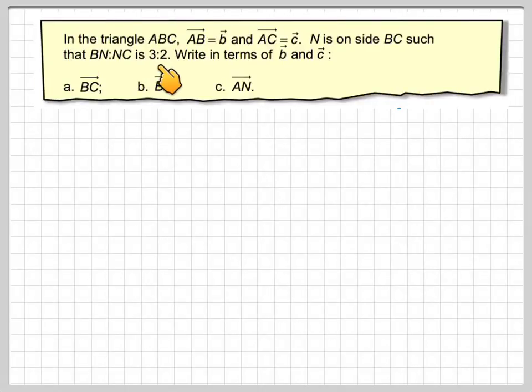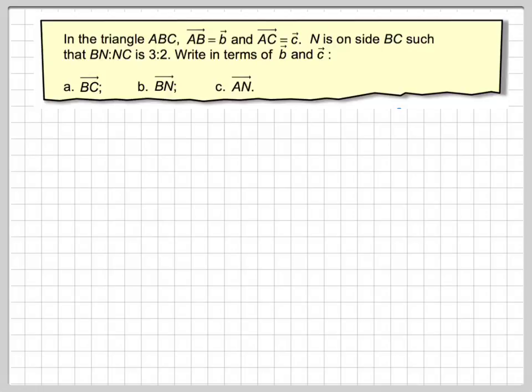In the triangle ABC, AB is equal to b, AC is equal to c, and N is on the side BC such that BN to NC is in the ratio of 3 to 2. Write in terms of b and c, vector BC, vector BN, and vector AN.